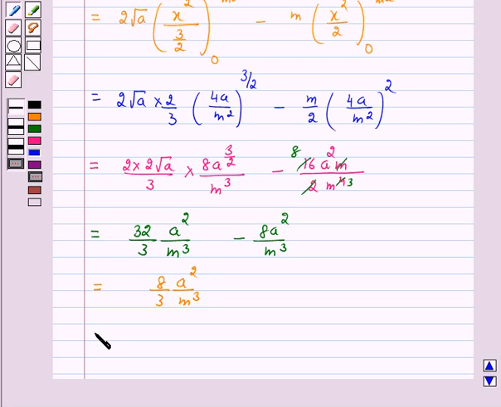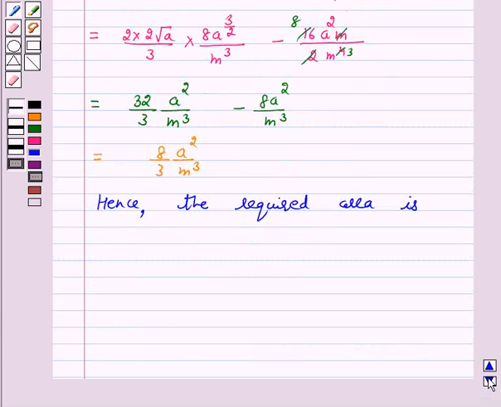Hence the required area is 8 over 3 a square upon m cube, and this is our answer.